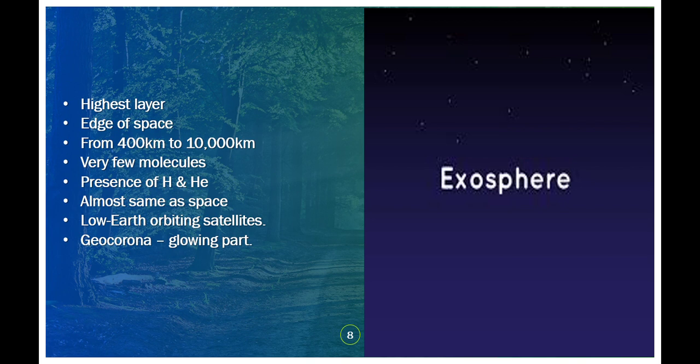It has the presence of the lightest gases like hydrogen and helium, and the features of the exosphere are almost the same as space. The low orbiting satellites are present in the exosphere. Geocorona is the part of the exosphere which is known as the glowing part.